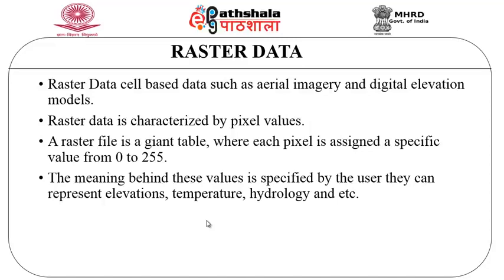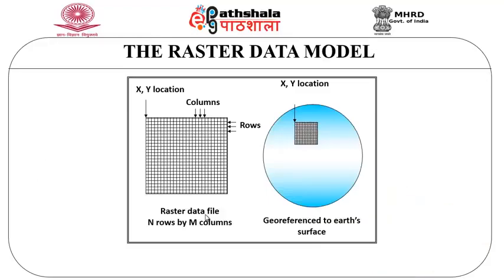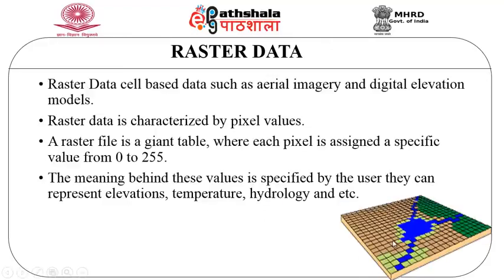The next one is raster data. Raster data is cell-based data which represents things like aerial imagery and digital elevation models. The raster data is characterized by pixel values. A raster file is a giant table where each pixel is assigned a specific value from 0 to 255. The meaning behind these values is specified by the user, and they can represent the elevation, temperature, hydrology, etc. of a particular location. So this is a raster data representation.